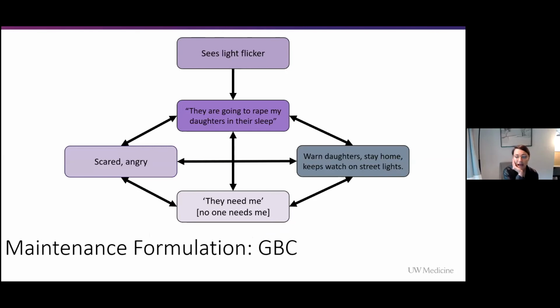Okay, so here we are back with generational baby carrier, same maintenance formulation. I think I just added something to highlight the hypervigilance here, keeps watch on the street lights. Okay, so let me ask you guys, what kinds of ideas do you have about how behavioral activation might be a helpful intervention for GBC? You guys are gonna have to unmute yourselves. Just jump on in.